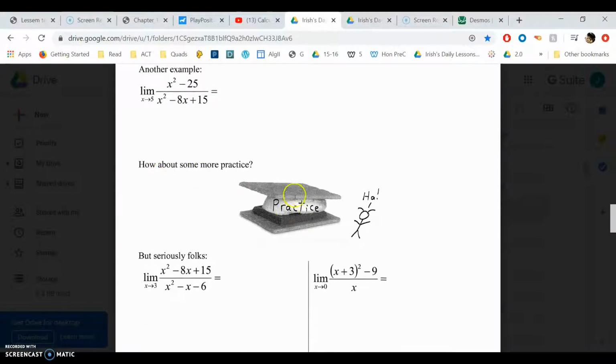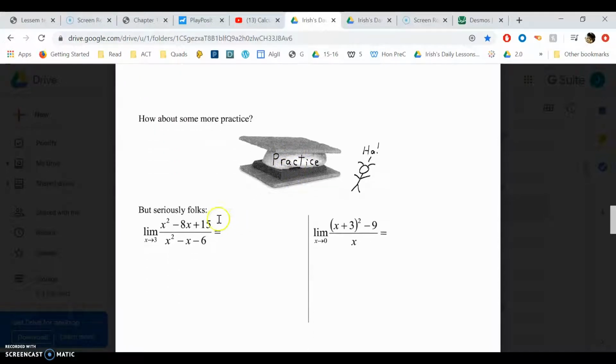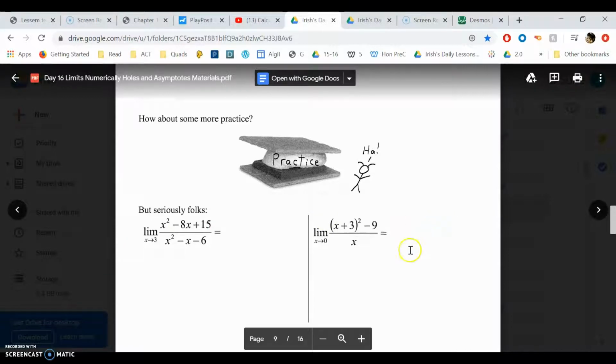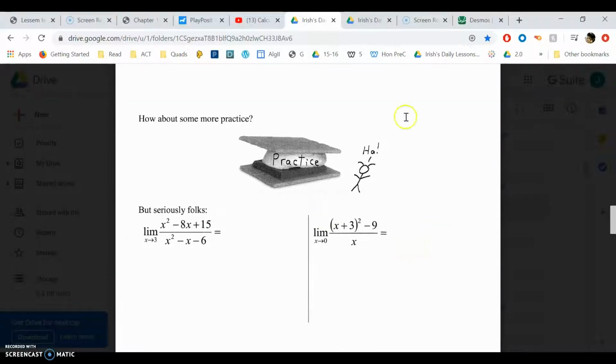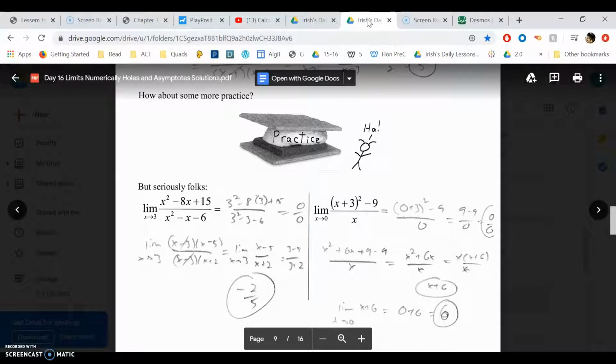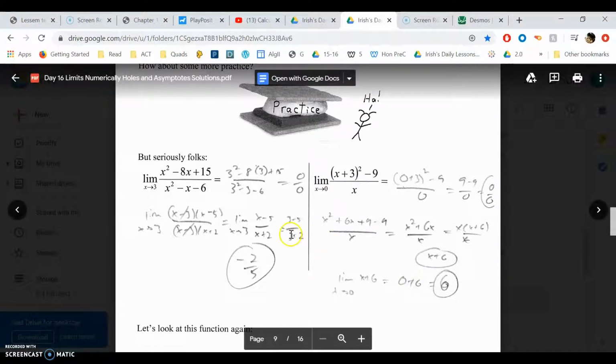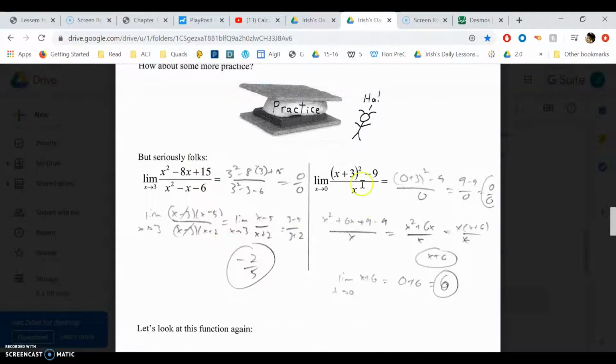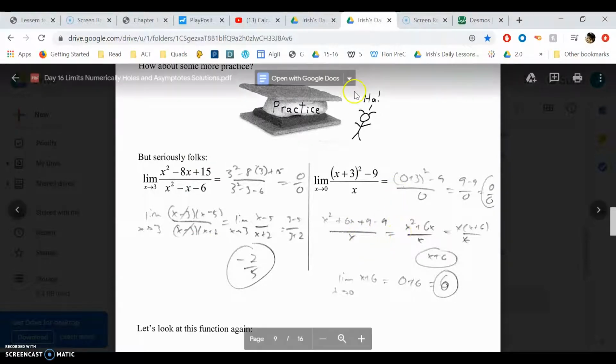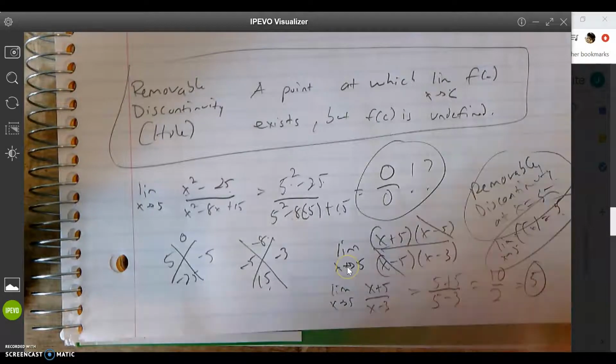Let's do some more practice. Pause the video, see if you can get these two, okay? Here are the answers. Negative 2/5 and 6. I'm actually going to do this one on the right, okay? See if we can get it. That one's a little bit tougher. This one, negative 2 over 5. All right, so let's do the one on the right as a final problem.